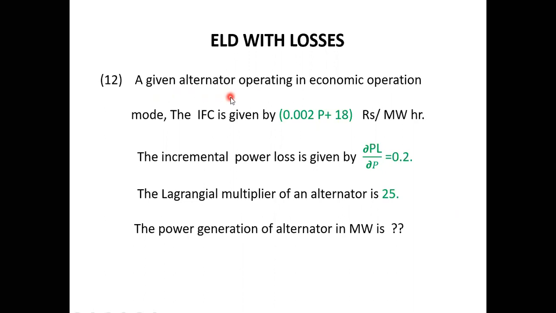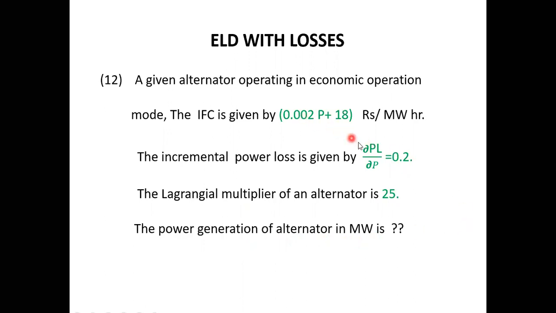A given alternator operating in economic operation mode, the IFC is given by 0.002 P plus 18 rupees per megawatt hour. Then the incremental power loss is given by dou PL by dou P equals 0.2. And the Lagrangian multiplier of the alternator is 25. And we need to find out the power generation of the alternator in megawatts.